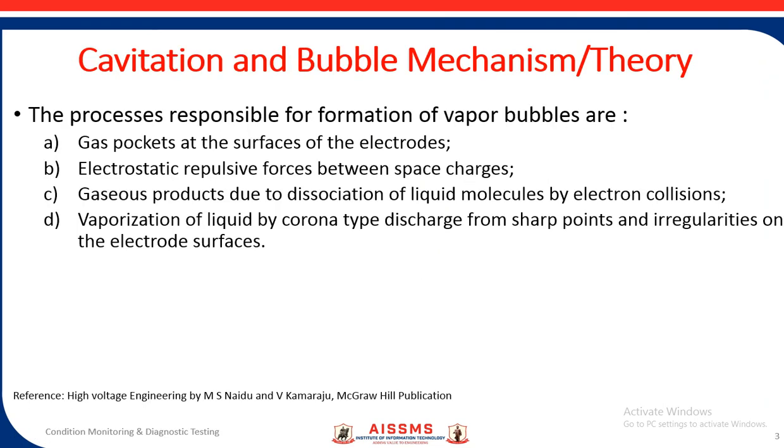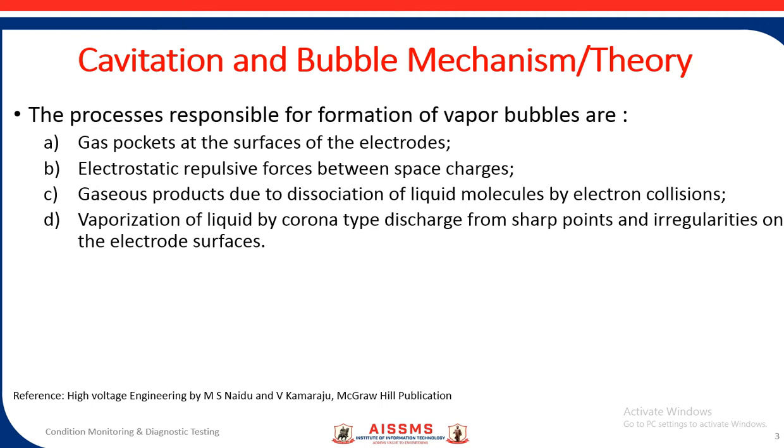As per the cavitation and bubble mechanism or theory, the processes responsible for the formation of vapor bubbles are gas pockets at the surface of the electrodes, electrostatic repulsive forces between space charges which may be sufficient to overcome the surface tension, gaseous products due to the dissociation of liquid molecules by electron collision, and vaporization of the liquid by corona type discharge from sharp points and irregularities on the electrode surfaces.